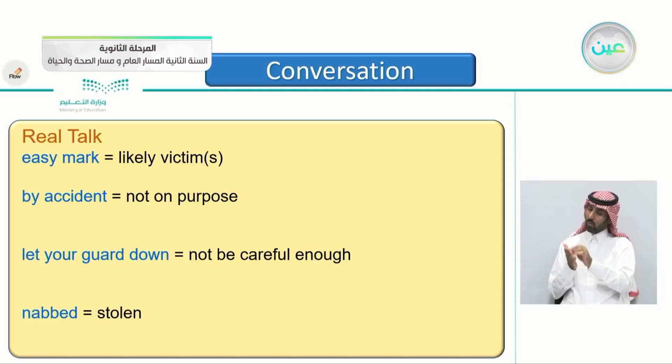Easy mark. The tourist is an easy mark for the pickpockets. Really likely victims. Easy mark, likely victims. Most likely they will be the victims. By accident. When you say this happened by accident, I didn't mean to do it. It means not on purpose. I didn't intend to do it. There was no intention in doing it. Not on purpose.